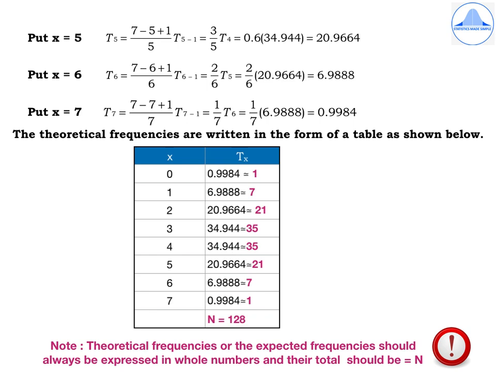So as a caption at the end, I have given you a note. Theoretical frequencies or the expected frequencies should always be expressed in whole numbers and their total should be equal to capital N. Okay, so this is a very important point to remember. Never leave the theoretical frequencies in the decimal form. You have to round them off to the closest whole number.